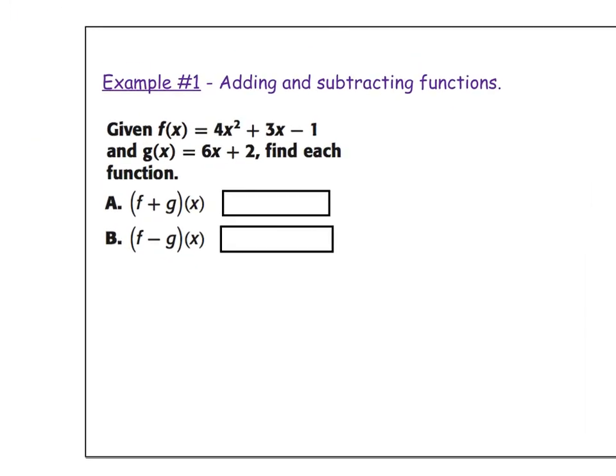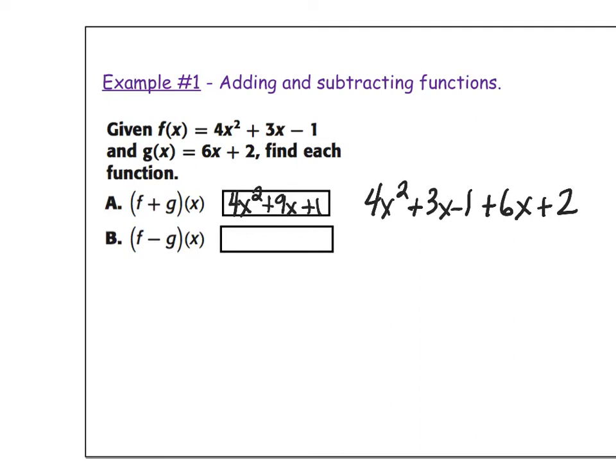Okay, so let me just show you really quick. Let's do A. Adding the functions is really straightforward. I'm just going to add these two together, and you don't even have to do anything, but you can just put them side by side. Then it's just combine like terms. When you combine like terms, your final answer is 4x squared plus 9x plus 1. I'll let you look at the like terms and see how to combine those.